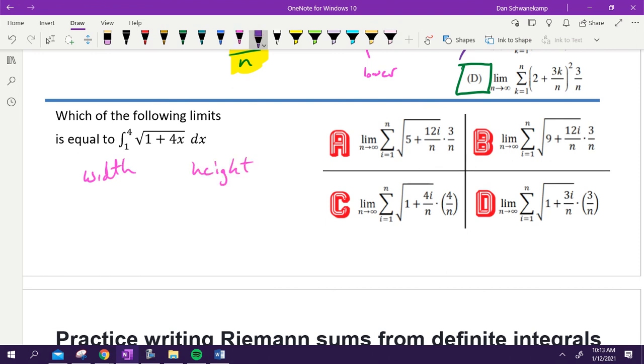Evan, what's the width of my integral going to be? 3. It's 3. And so he's looking for 3 over n somewhere in your problem. Which choice did you eliminate based off of that? C. It's not C, because C has 4 over n.